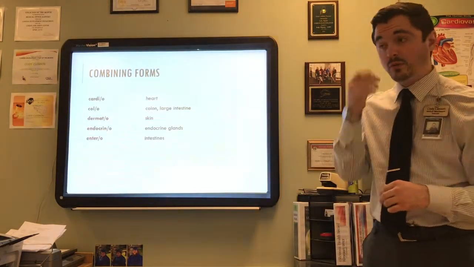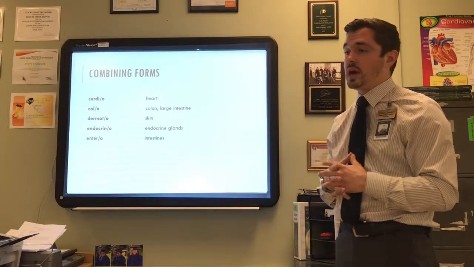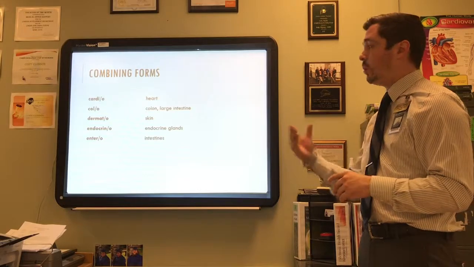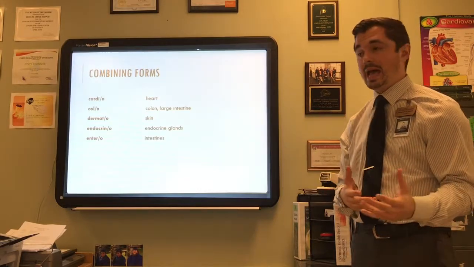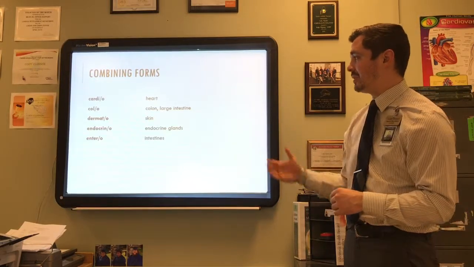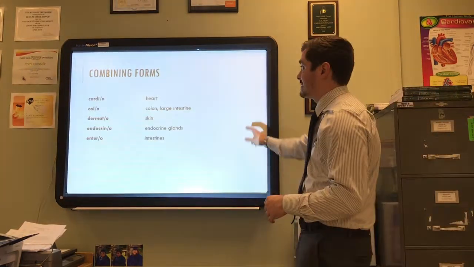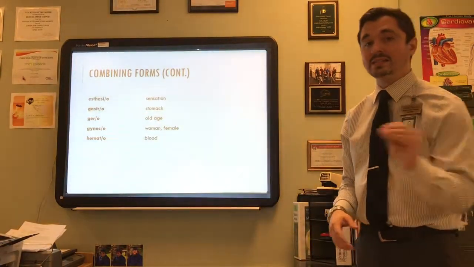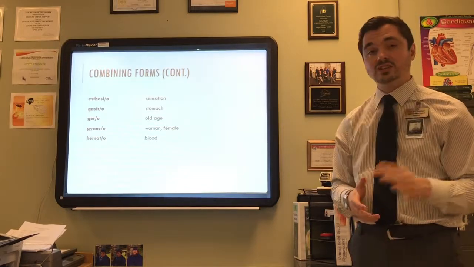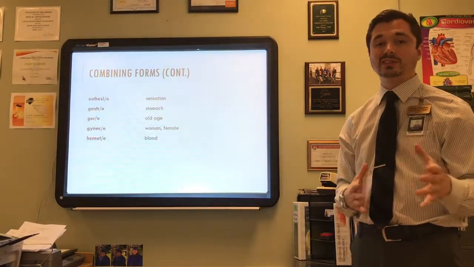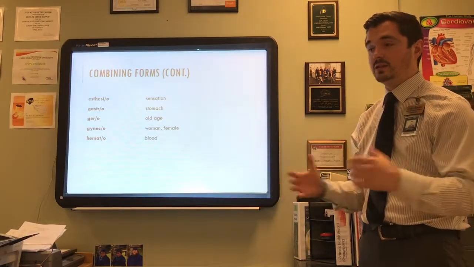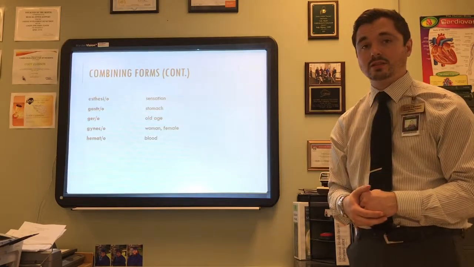So let's get into some combining forms that are appropriate for this chapter. We have cardi, which we know means heart. Colo means colon or large intestine. Dermat means skin. We've seen that one before. Endocrine, we've talked about, means endocrine glands. Entero is intestines. Anesthesio, anesthesiologist, deals with sensation. Okay. Gastro is your stomach. Ger is old age. Geriatrician, we talked about that one a little bit. Gyneco is woman or female. Gynecologist. Hemat is another term for blood.